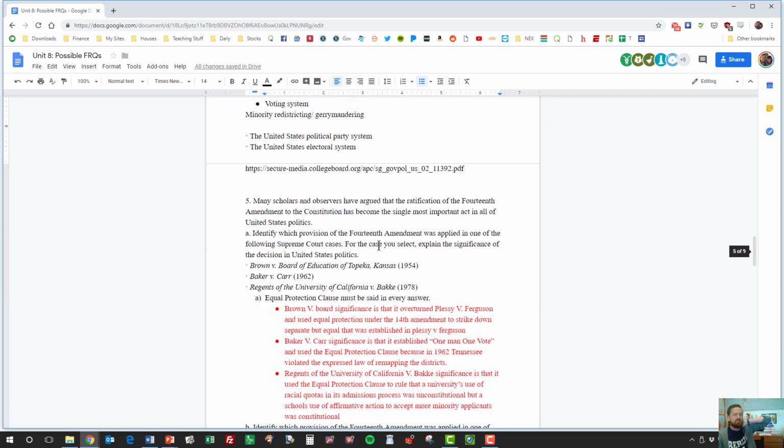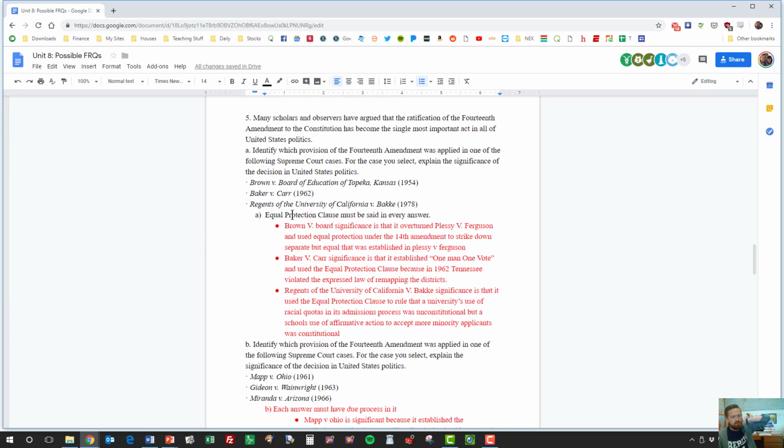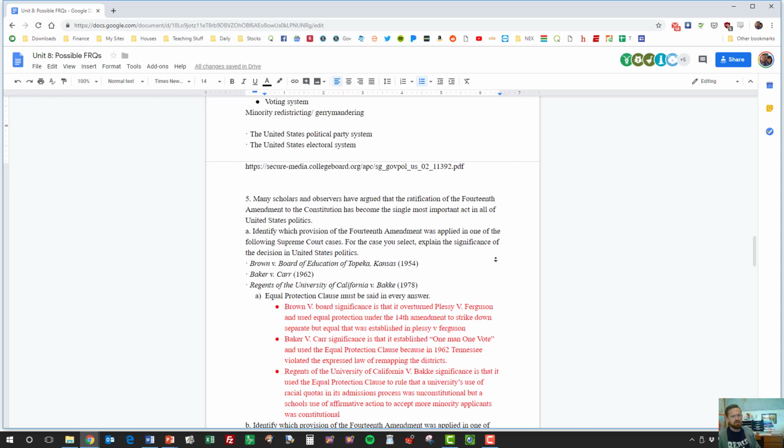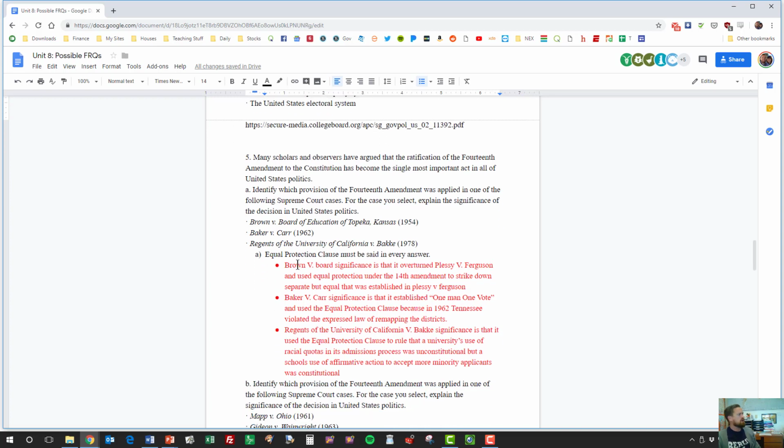Number 5. Looks like I'm gonna like this one. I see cases I like. Identify what provision of the 14th Amendment was going to be applied in these Supreme Court cases. Also, for the case you select, explain the significance. So, Brown v. Board, that's going to be the 14th Amendment, equal protection. Okay, and they're going to strike down the idea of separate but equal.